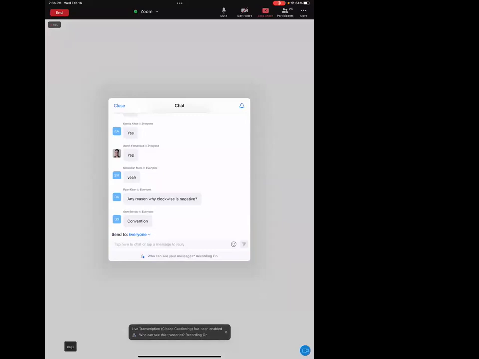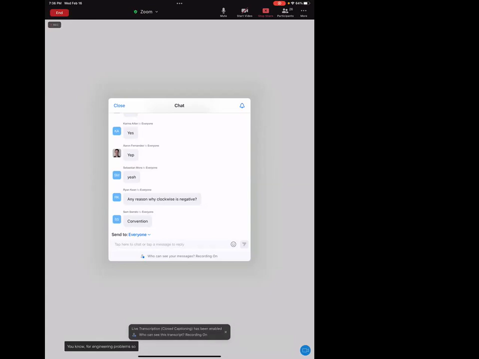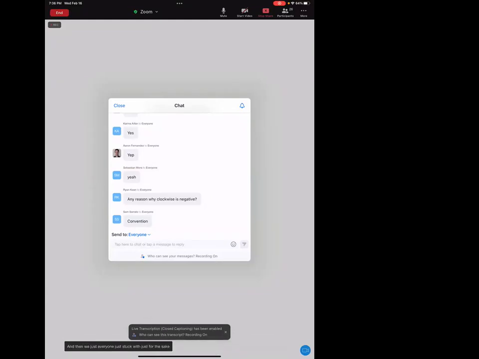Oh, question. Any reason why clockwise is negative? Yeah, that's just the general convention that we take for engineering problems. I think at some point someone flipped a coin and said clockwise was negative, and then everyone just stuck with it for the sake of convention.